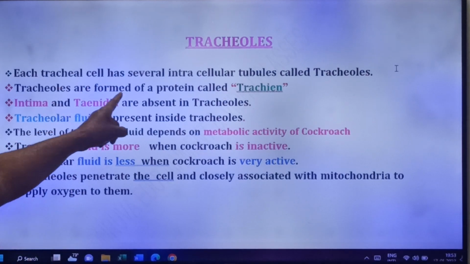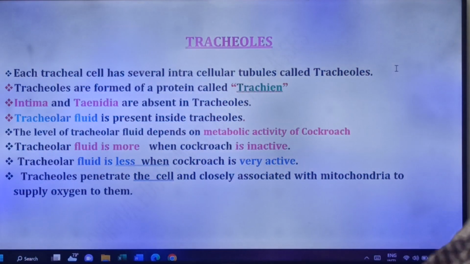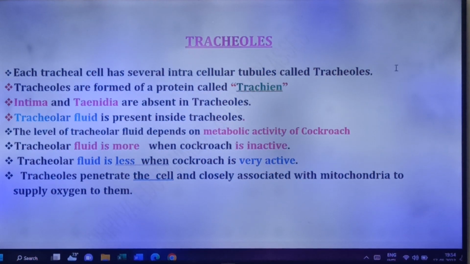Now, tracheoles are formed of a protein, that is trachin. One more important point, friends. What is trachin? Trachin is a protein which forms what, friends? Tracheoles. Not trachea, friends. Tracheoles are formed of a protein that is called trachin. Next, another important point, friends.